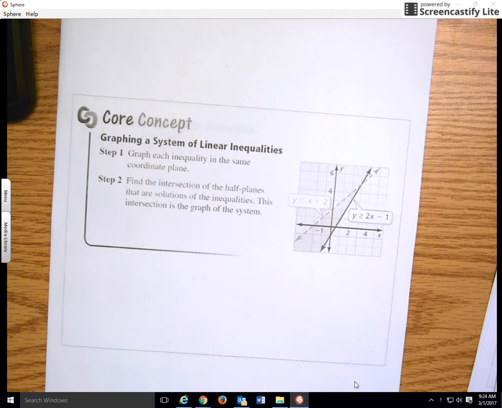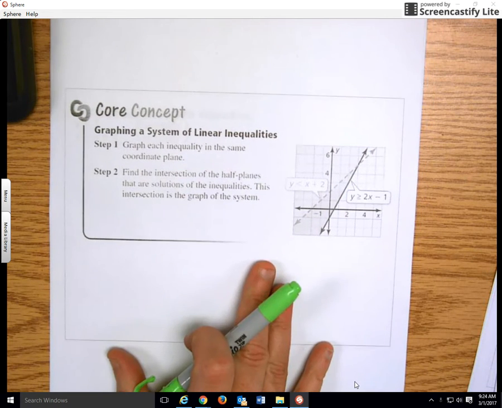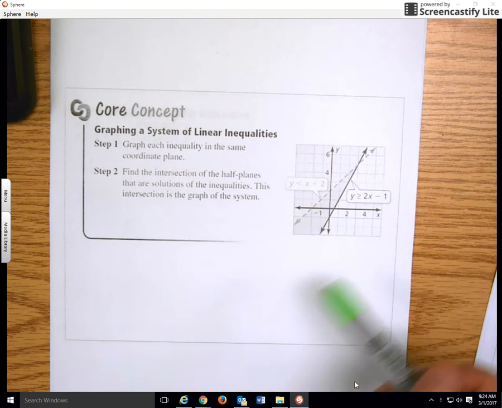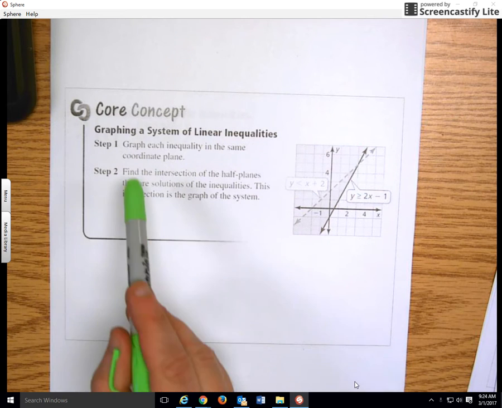In order to graph, you want to find all the solutions to the system, not just one. There's a whole bunch of range and domain that would be an answer. So let's look at this really carefully.